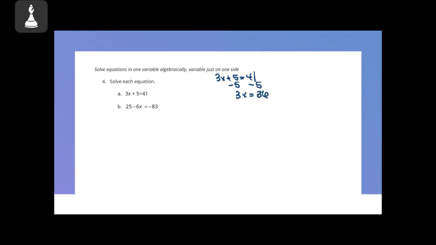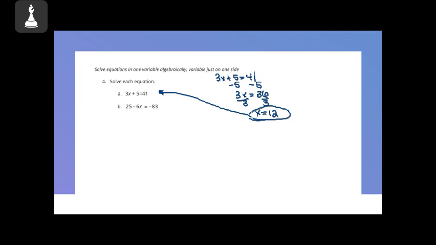Now, 3 and x are written right next to each other, which means that they are being multiplied. So in order to undo multiplication, I am going to divide. And if I divide the one side by 3, I must divide the other side by 3. So the final answer here for A is that x has to equal 12.